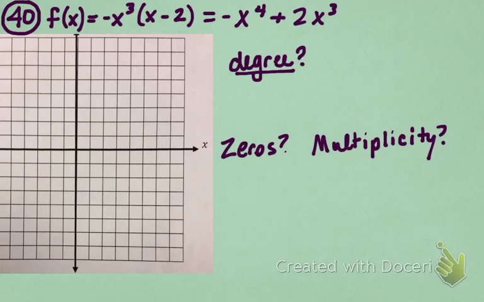The degree of this is 4. And so we have a leading coefficient that's negative, so we know that the overall shape at the ends is going to point down. So we're going to head to negative infinity for our y's in both directions. Our zeros, we look back at the initial factored form and record the values that make each factor 0. So we would get 0 from negative x cubed and 2 from x minus 2.